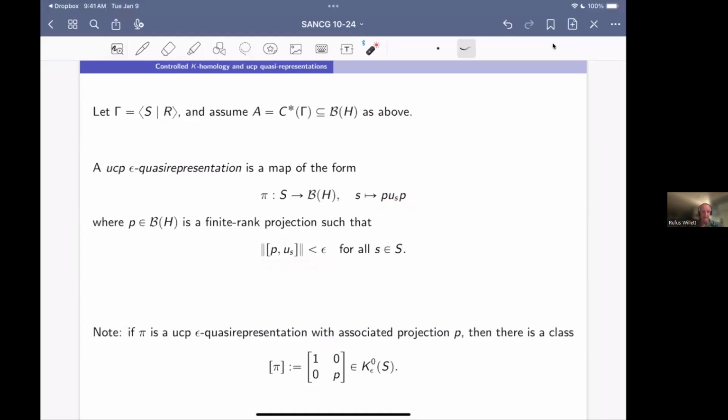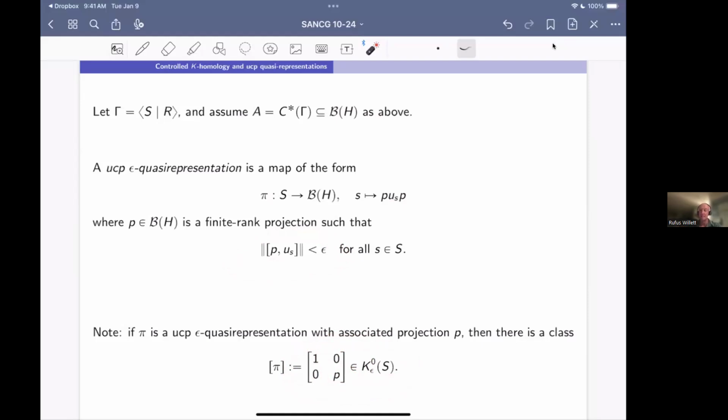And if you have one of these things, so if you've got a UCP epsilon quasi-representation with associated projection P, then you get a class just by taking a class of this matrix in this controlled K-homology group. So the difference between 1 here and P with just 1, 0, 0, 0 is compact because P is finite rank. This thing will approximately commute with all the operators in S because we defined it to. So this is a well-defined class in this controlled K-homology group.